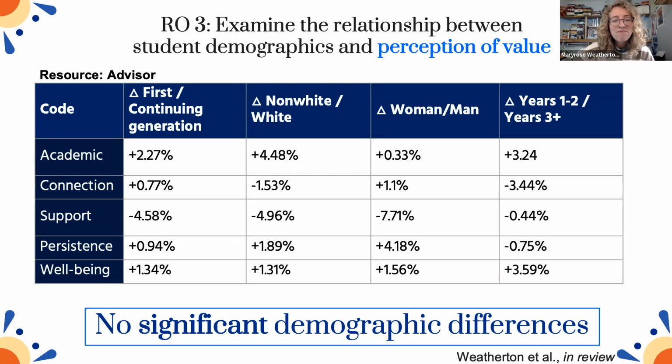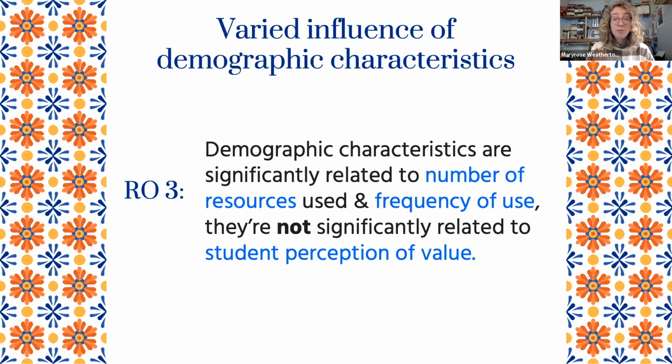But let's think about what we've learned in terms of our third research objective. We found kind of conflicting results. We found that demographic characteristics are significantly related to the number of resources used and the frequency with which they're used. However, demographic characteristics were not significantly related to students' perceptions of value, at least yet.